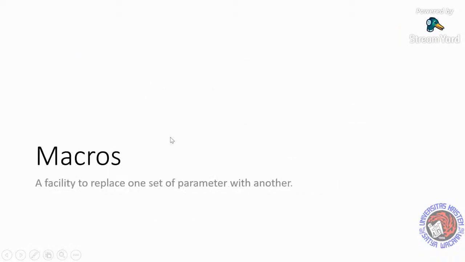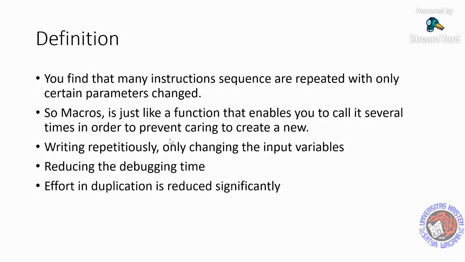This is the continuation. Okay, we are talking about macros. You find that many instruction sequences are repeated with only certain parameters changed. So a macro is just like a function that enables you to call it several times, in order to prevent creating new code. Because repetition makes your memory inefficient, meaning that you waste things. So in order to prevent inefficient memory and your memory getting bigger and bigger, you create something that can be called repeatedly. Meanwhile, your memory is efficiently used.